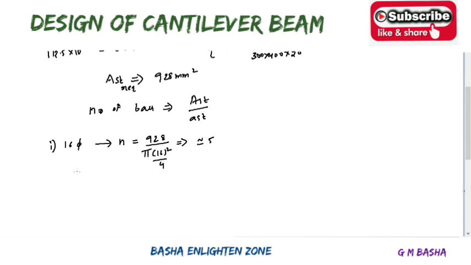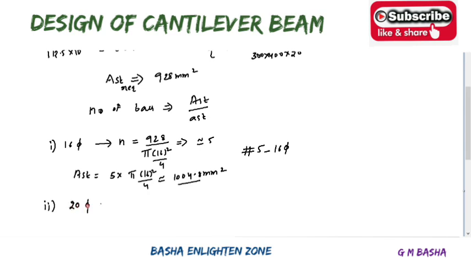So check the area of the steel with those 5 bars. Area of the steel will be equal to n into pi d square by 4, that is 5 into pi 16 square by 4. You will get around 1004.8 mm square. Means if you are using 16 dia bars, we require 5 bars. Required is 928, provided is 1004.8, which is okay. Provided will be higher. Again check with some more trials.